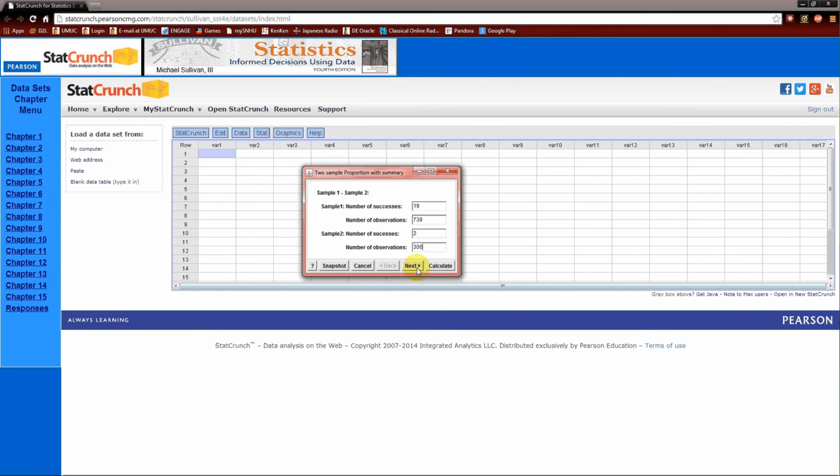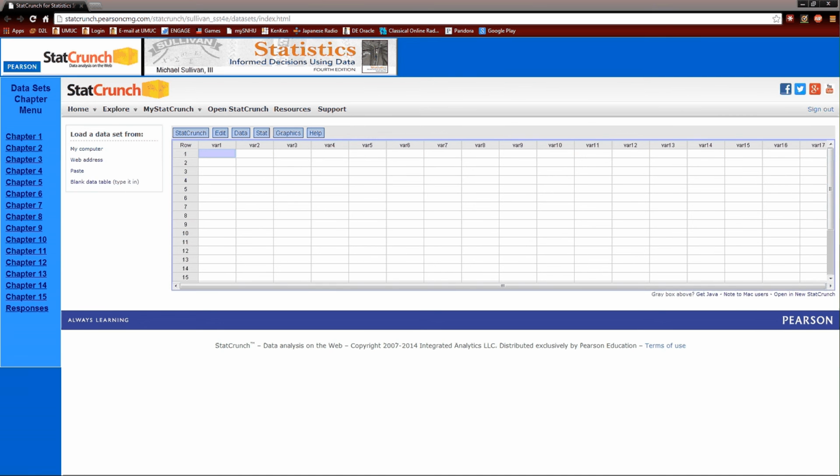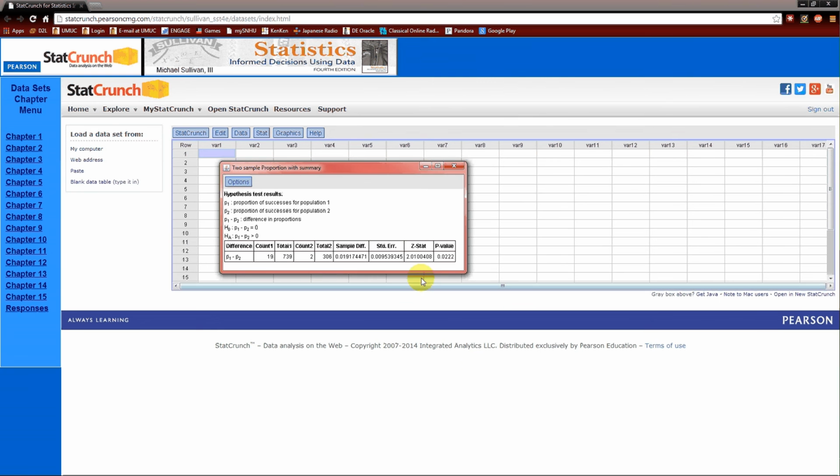Next, it's going to ask if you want to do a hypothesis test or a confidence interval. Let's do a hypothesis test. And we are saying that the belted driver proportion is going to be higher than the non-belted, so this will be greater than. And then Calculate. And here's what pops up. The z statistic is 2.01, and the p-value is 0.0222.